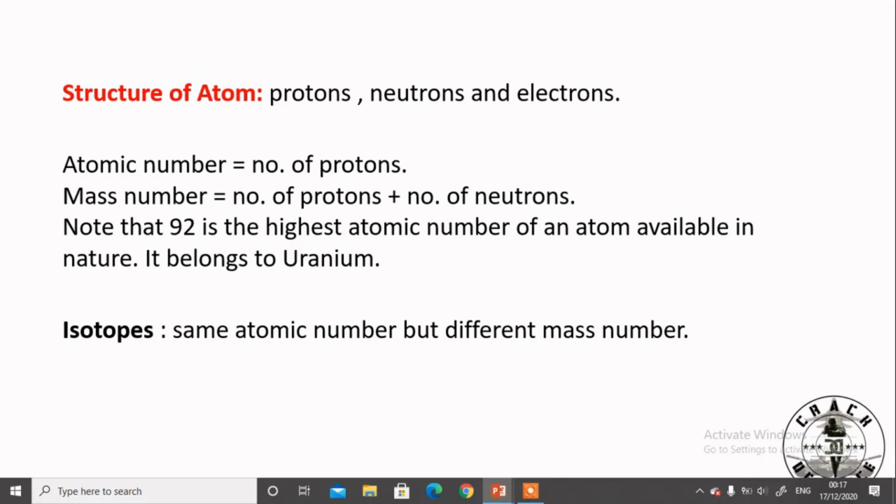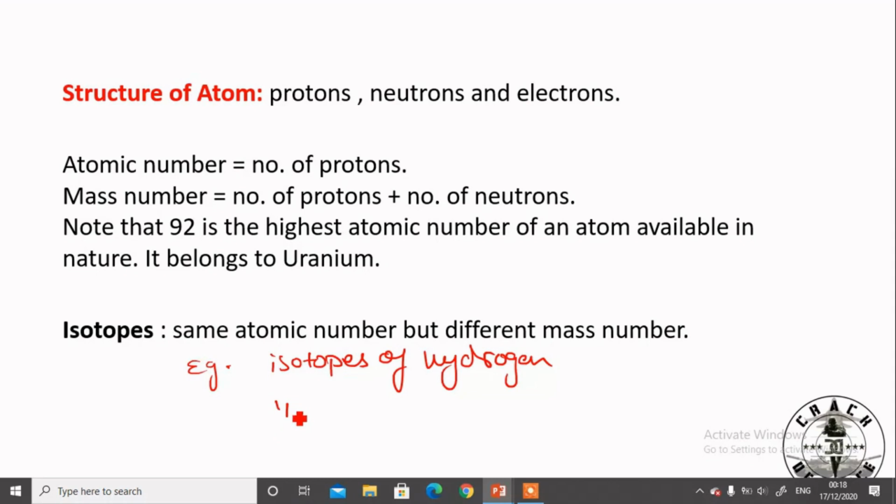An important thing to note here is that 92 is the highest atomic number of an atom available in nature, and that belongs to uranium. Now coming to the topic, isotopes. What are isotopes? These are variants of a particular chemical element which have the same atomic number but different atomic mass number. For example, we can say isotopes of hydrogen.